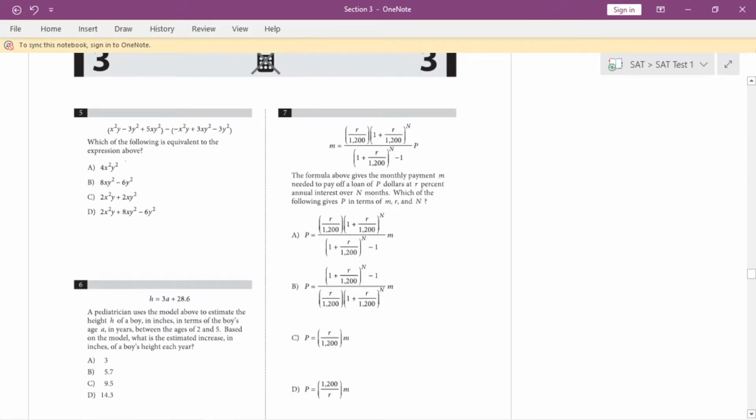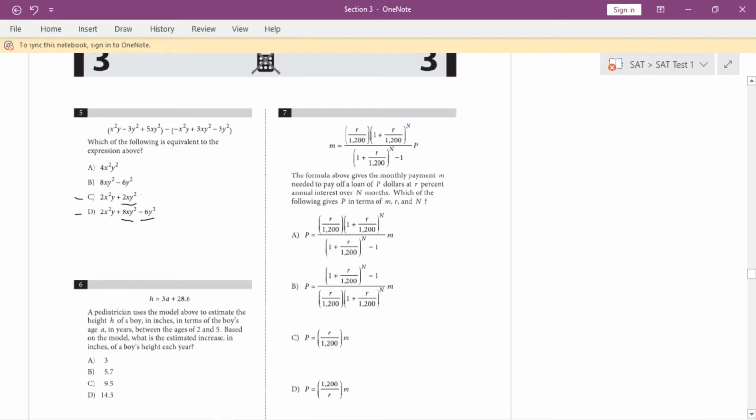Number 5 says, which of the following is equivalent to the expression above? So I'm going to take a quick look at my options. I see option C and option D both have this 2x squared y in it. Which leads me to believe the answer is most likely going to be either C or D. Well, what's different between C and D? Well, C has this 2xy squared. D has 8xy squared. I think it's going to be easier to check for negative 6y squared though.